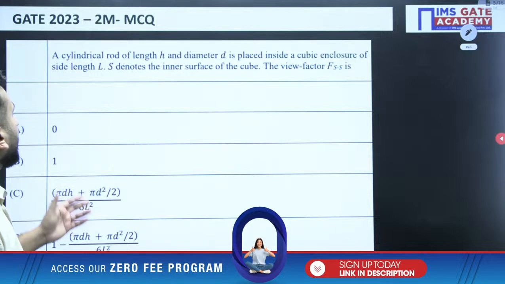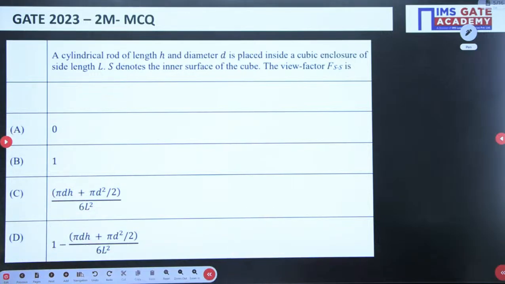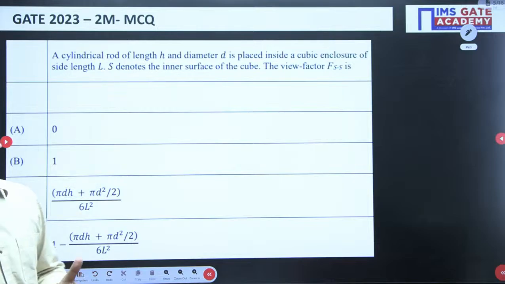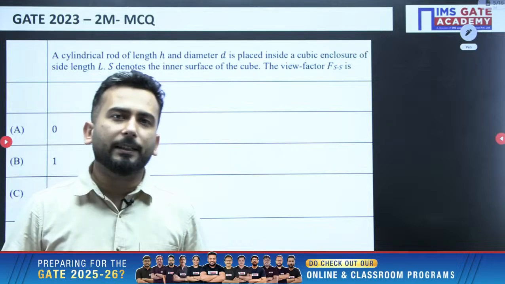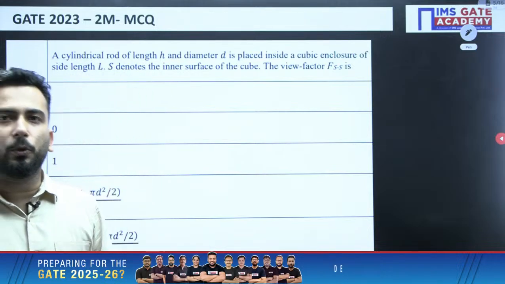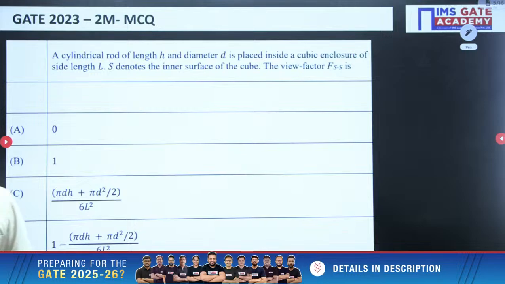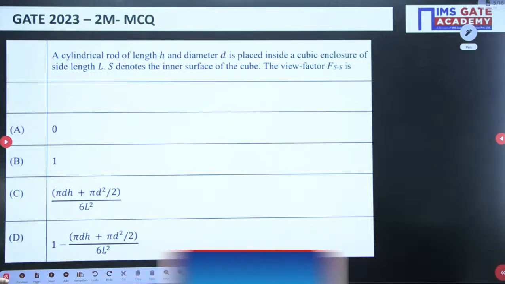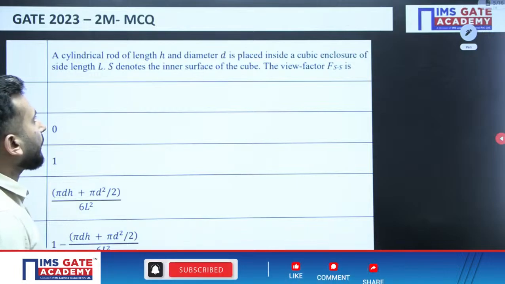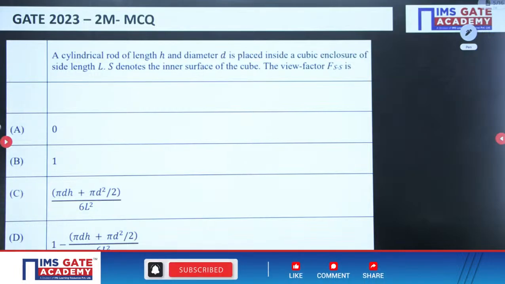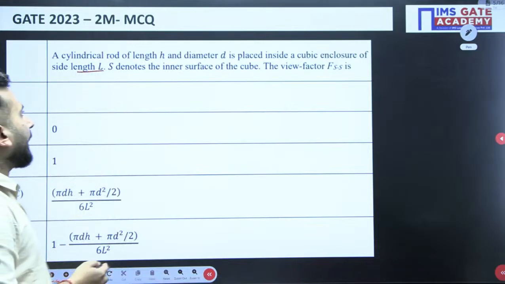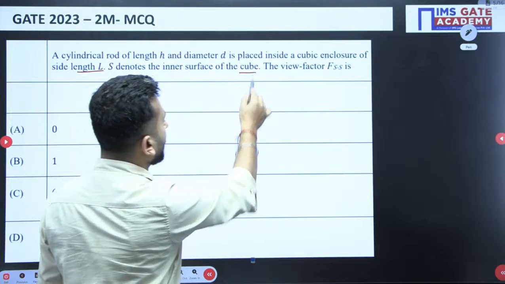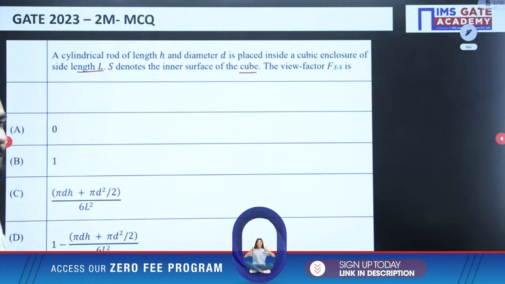Let's go ahead. Now another 2-mark question. It's from view factor, and you guys know that view factor is very important. In fact, the entire heat transfer is very important, and you should not leave it at this point, right? So what he is saying: a cylindrical rod of length h and diameter d is placed inside a cubic enclosure of side length L. H denotes the inner surface of the cube. The view factor FSS is what? So we have to draw the figure.